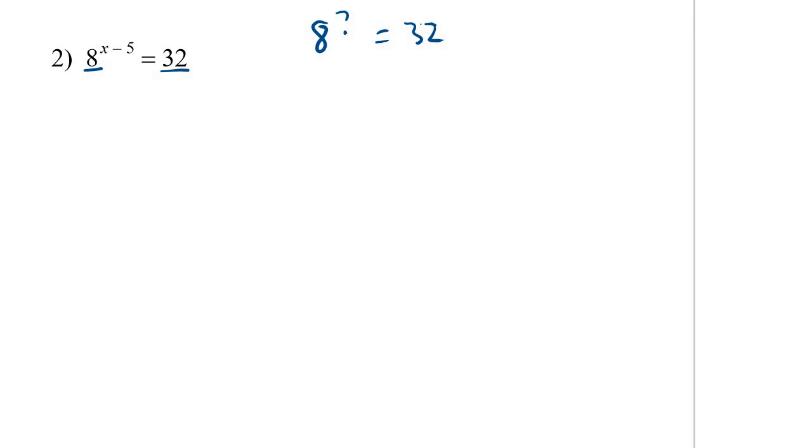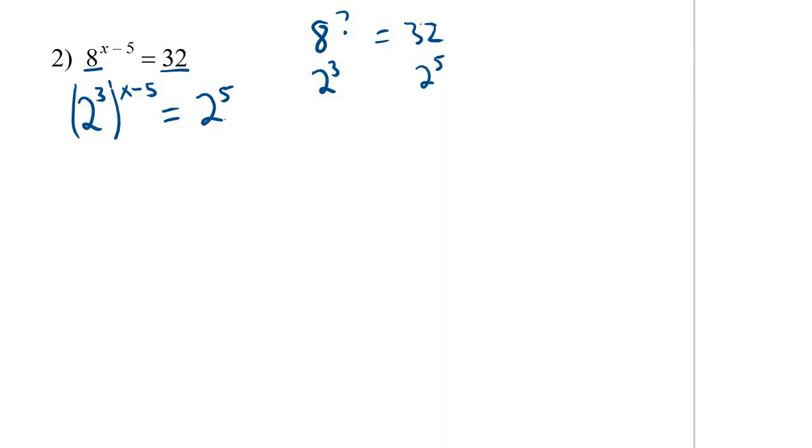So 8, we can do 2 to the power of 3 to get 8. We can also do 2 to the power of 5 to get 32. That's what you are trying to do, okay? So let's try it here. We're going to replace this 8 by 2 to the power of 3, and then copy whatever is on the original exponent. And the 32, we're going to call it 2 to the power of 5.